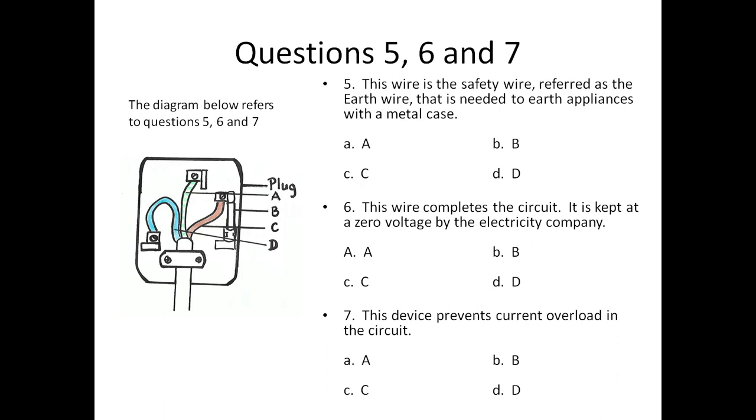6. This wire completes the circuit. It is kept at a 0 voltage by the electricity company. A is A, B is B, C is C, D is D. Pick wisely, kids. 7. This device prevents current overload in the circuit. A is A, B is B, C is C, D is D.